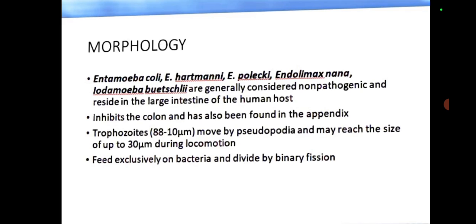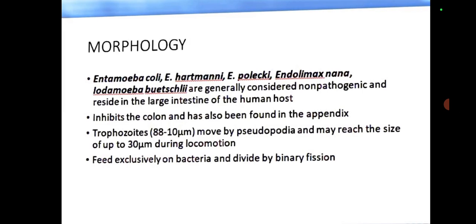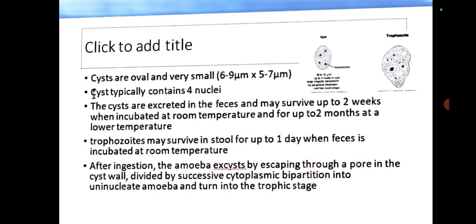Morphology of Entamoeba coli, Entamoeba hartmanni, Entamoeba polecki, and Endolimax nana: they are generally considered non-pathogenic and reside in the large intestine of the human host. They inhabit the colon and can also be found in the appendix. Trophozoites are 8 to 10 µm, move by pseudopodia and may reach up to 30 µm during locomotion. They feed exclusively on bacteria and divide by binary fission.